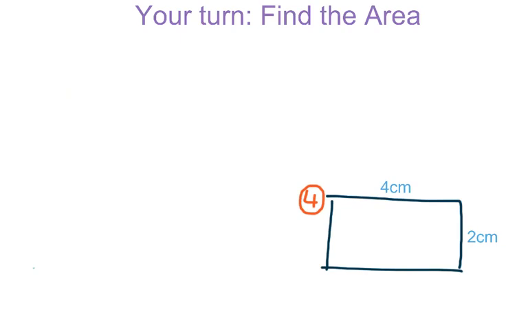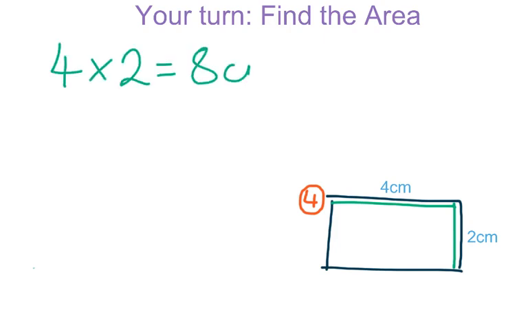So by now you should have seen a pattern when we're finding the area of a rectangle. Instead of counting the squares, you can do the length times the width. So for this one, if you just did 4 multiplied by 2 and you got an answer of 8 centimetres squared, that would have been your area.